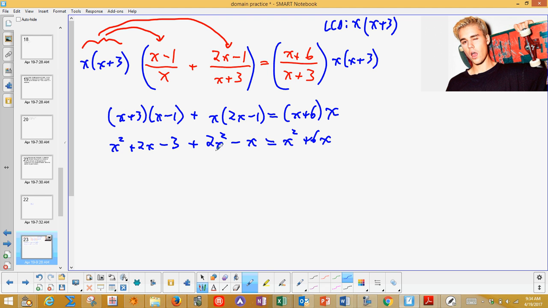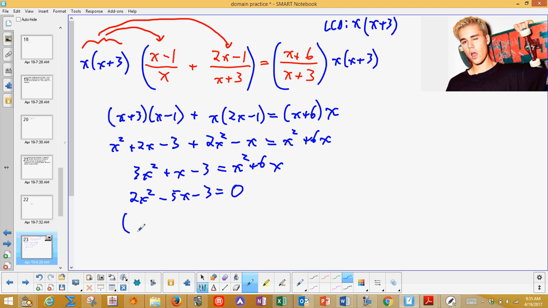I have x squared plus 2x squared gives me 3x squared. I have 2x minus x gives me plus x. And then I have minus 3 equals x squared plus 6x. And now I'll subtract the x squared from both sides. I get 2x squared. I'll subtract the 6x, minus 5x minus 3 equals 0. And then I have my quadratic equals 0.